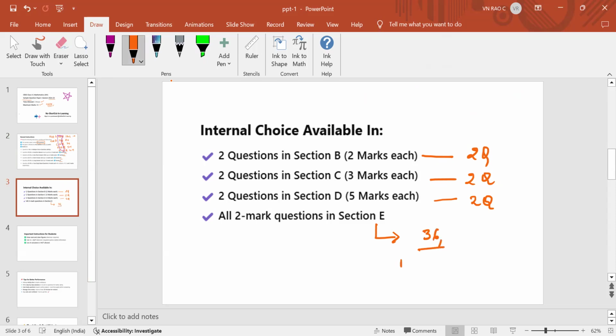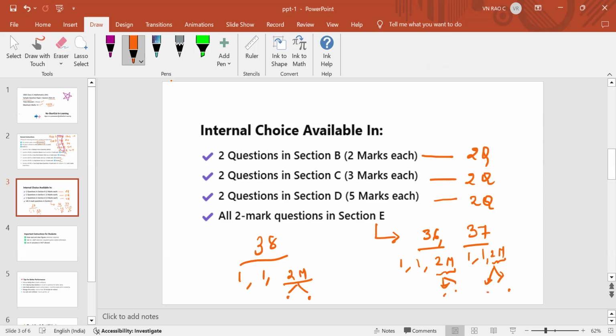Suppose in this again 1 mark, 1 mark, and 2 marks question will be there. In this 2 marks you will have internal choice. Similarly, 37th question you have 1 mark, and 2 marks. In this 2 marks again you have internal choice, either this or that. You take 38th question, again this is 1 mark, 1 mark, and 2 marks question. In 2 marks question you have either this or this. Beautiful. So we now came to know the pattern of the internal choice.